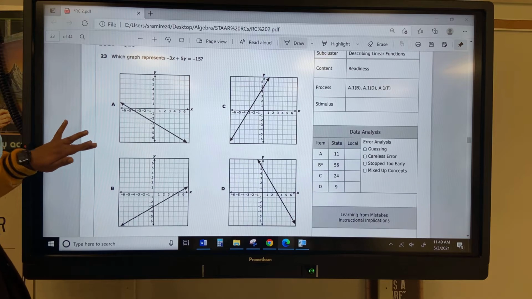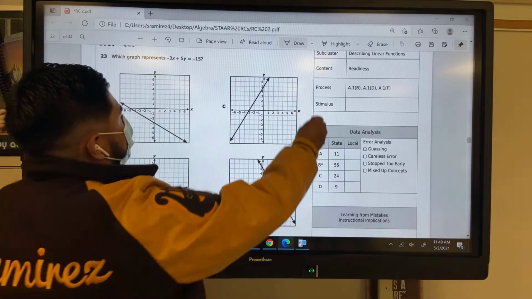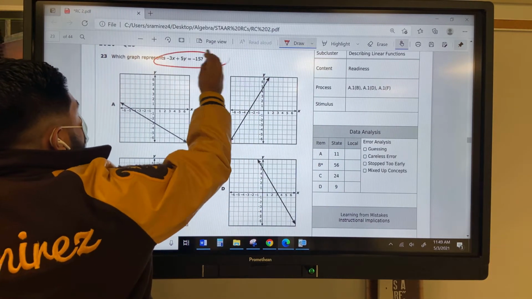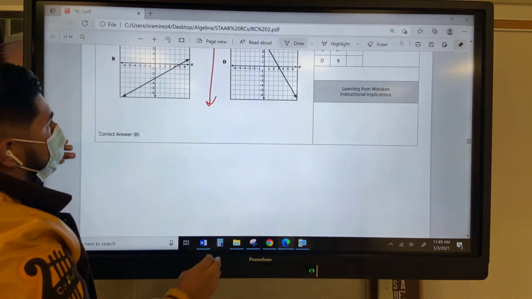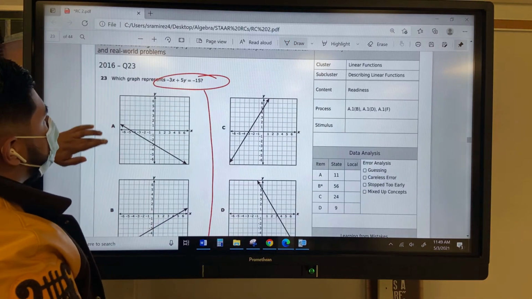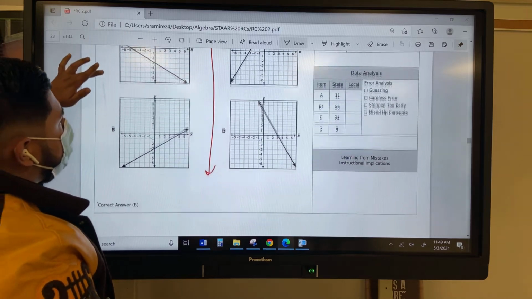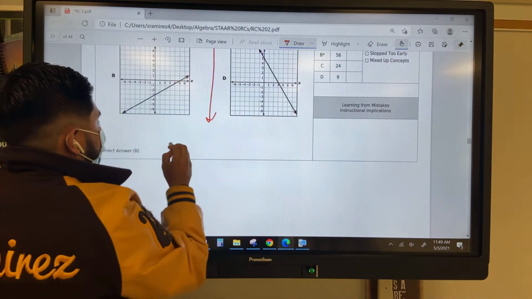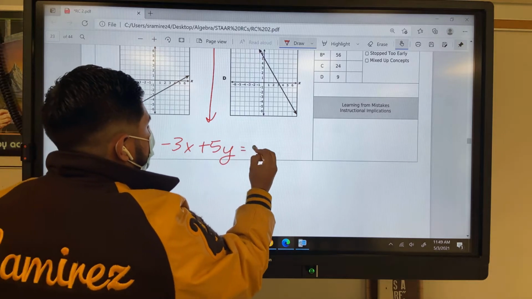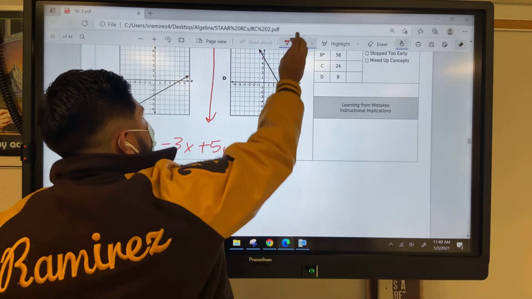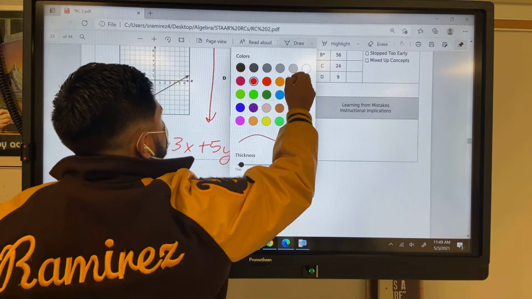Okay, this will be perfect for Desmos, but since we don't have Desmos, we do have to convert this equation. Going to convert it down here where I have a little bit of space. What is it? -3x plus 5y equals -15. Let me write down -3x plus 5y is -15. How do I convert this?